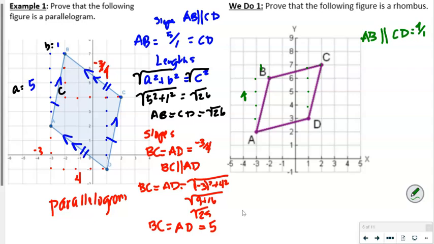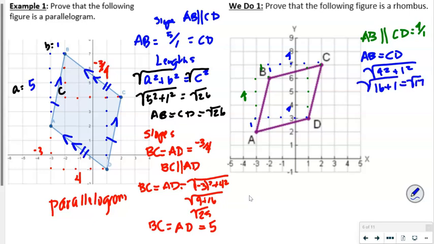Okay. Now let's look at BC. BC is 1 up, 1, 2, 3, 4 over. So this was 1 up, 4 over. And this one is 1 up, again, 1, 2, 3, 4 over. So again, what we could have said here too is that AB was equal to CD because they had the same two numbers, right? So we're doing 4 squared plus 1 squared. That's 16 plus 1, so that's the square root of 17.